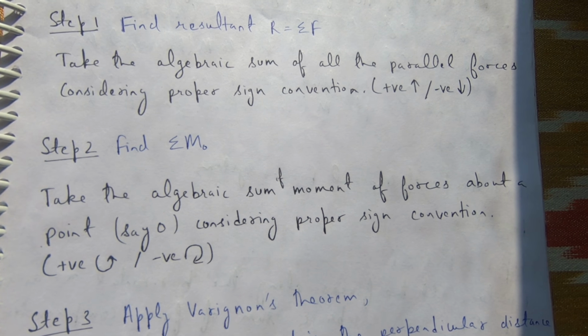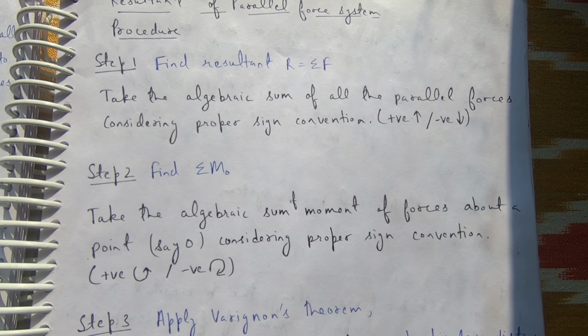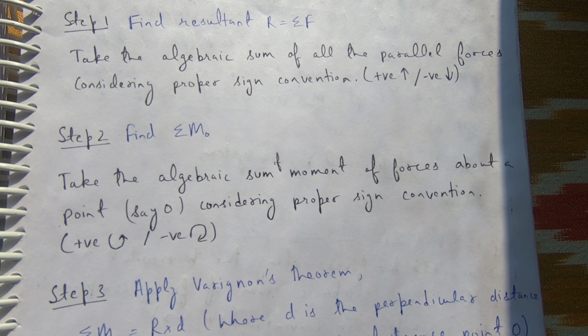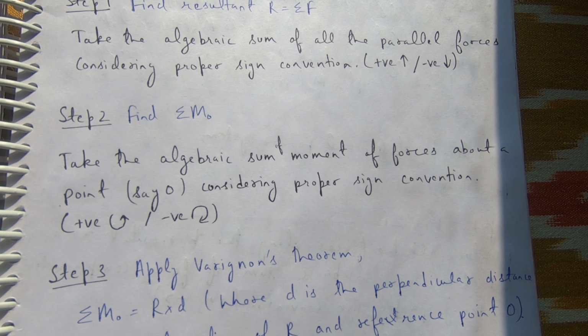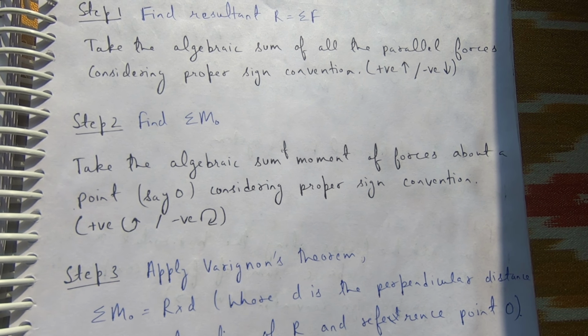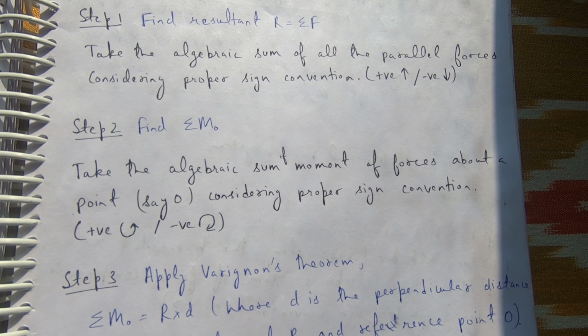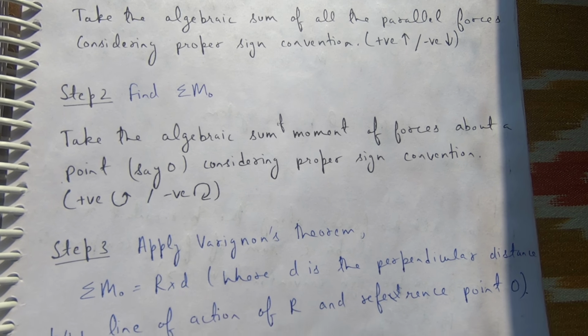Find summation of moment about O. Take the algebraic sum of moment of forces about a point, say O, considering proper sign convention: upward positive, anti-clockwise positive and clockwise negative.